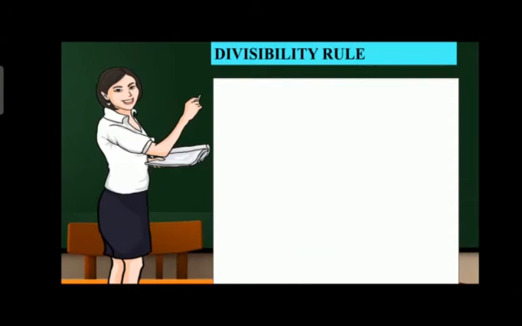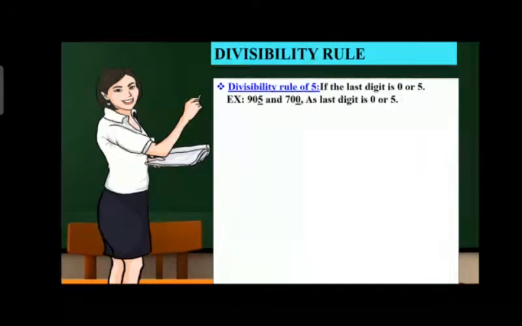Now let's understand the divisibility rule of 5. Children, the divisibility rule of 5 says that if the number ends with 0 and 5, so the given number will be divisible by 5. For example, 905. So you can see here this number ends with 5. So 905 is divisible by 5. And in 700 you can see this number ends with 0. It means that 700 is also divisible by 5.